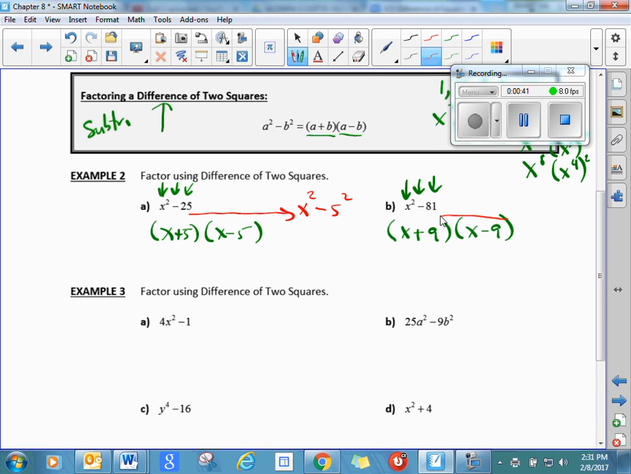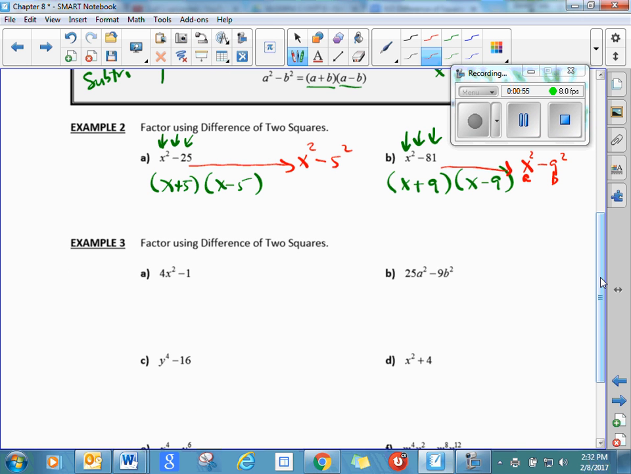Over here, I have x is squared. I have a difference, and that becomes 9 squared. And that's where I got my a and my b. This is a and this is b. So when we come down to these problems, they have got a little bit more to them, some of them. Again, we're looking for the difference of two squares, and we're going to kind of throw another wrinkle in here with the GCF toward the end here.